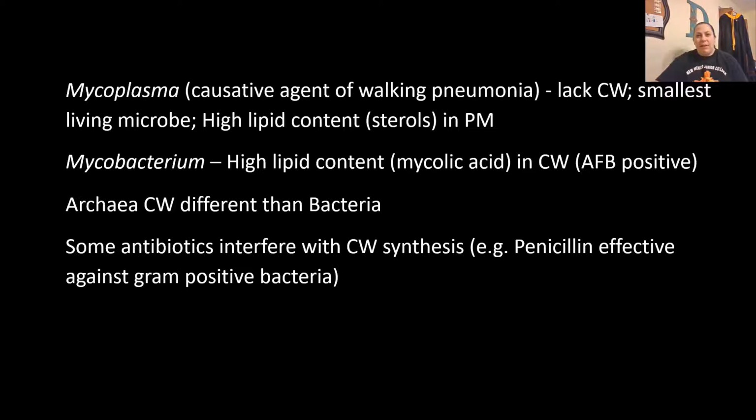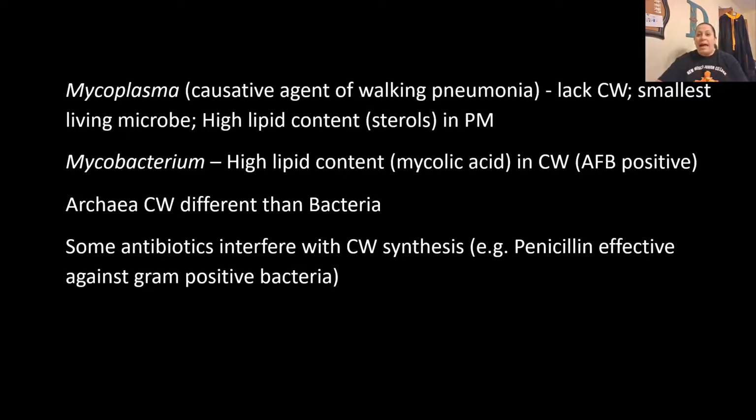Now, another type of bacteria that we need to look at is called mycoplasma. Mycoplasma is the causative agent of walking pneumonia, and they are a type of bacteria that's kind of an exception to the rule. Remember earlier we talked about prokaryotes and bacteria pretty much all having a cell wall? Well, mycoplasmas do not. They lack a cell wall. They're the smallest living microbe that's out there, and they have a high lipid content. This lipid content contains a lot of sterols in their plasma membrane.